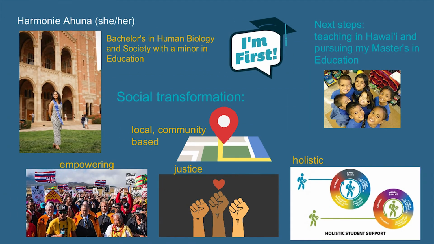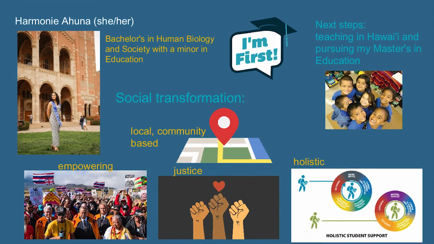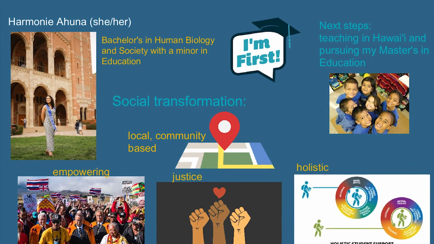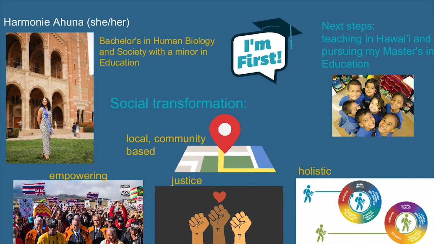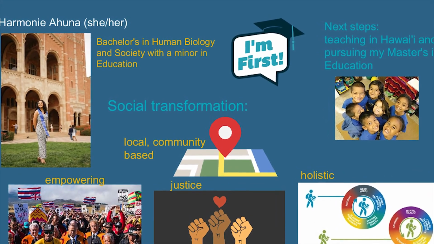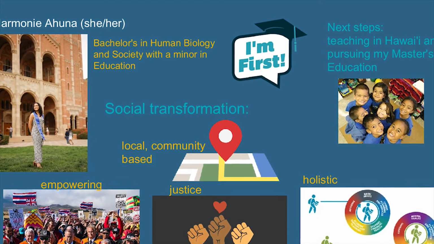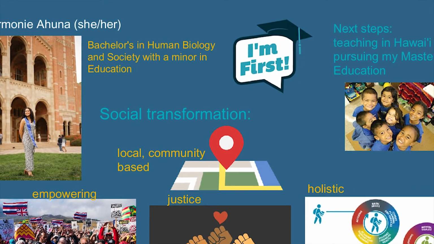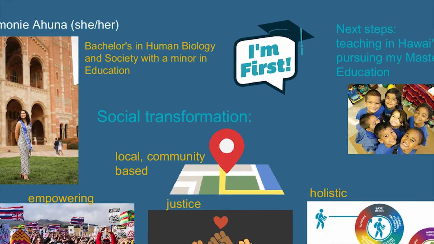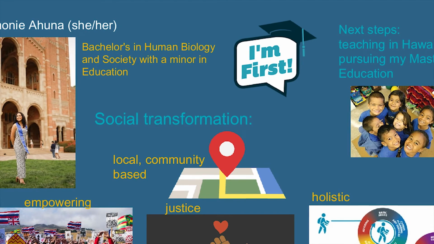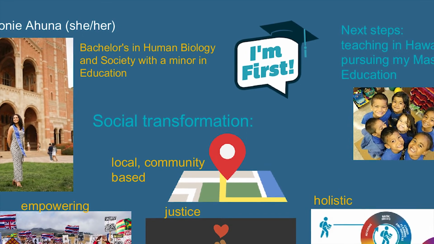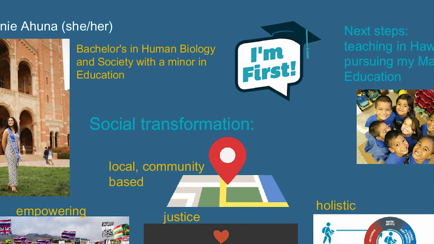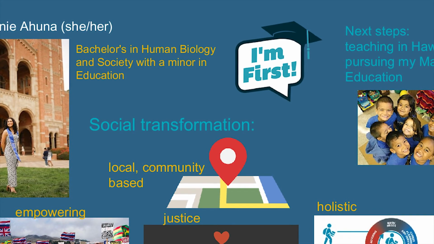Hi everyone, my name is Harmony. I will be graduating with a bachelor's in human biology and society with a minor in education. And to me, social transformation is creating systems that prioritize justice, meaning not only is everyone able to thrive, but that we are championing the voices and knowledge of communities most impacted by oppressive structures. And I think social transformation starts locally and then needs to expand from there. And I hope to bring this vision of social transformation with me when I teach in Hawaii and concurrently pursue my master's in education.